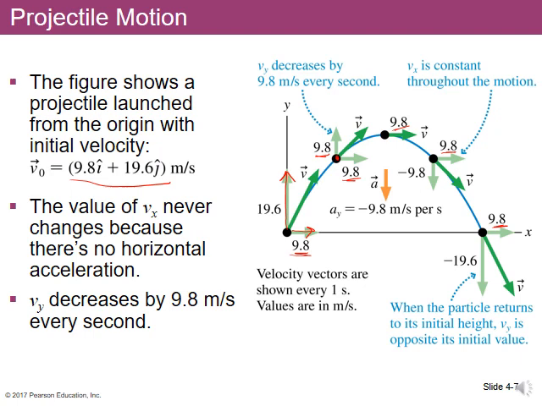And then it turns around, and as it comes back down, it still changes by negative 9.8 every second. So now we go down to negative 9.8 and then finally negative 19.6. So it follows the same pattern going up as it does coming back down.